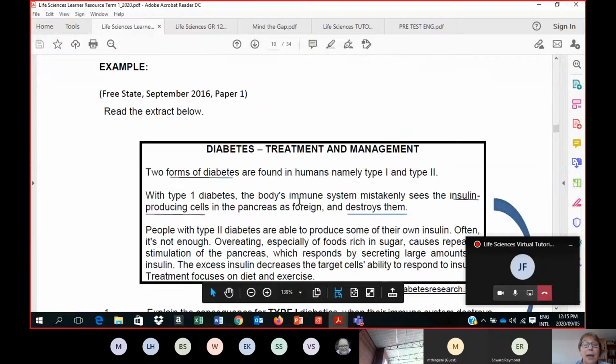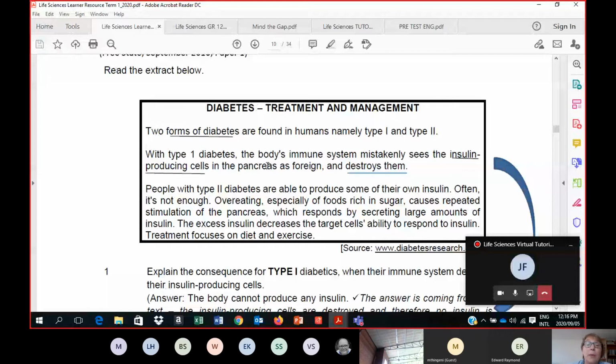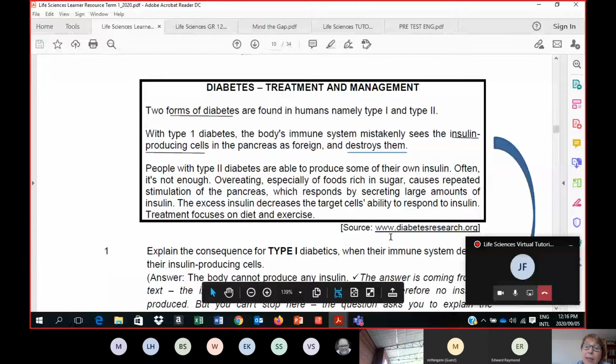All right? I don't think I'm going to do this exercise with you, but here you can see they've got a little article all about diabetes. Now, we discussed diabetes when we did the endocrine system, right? So when we spoke about insulin and glucagon, the 2 hormones that control the glucose levels in the blood. So we discussed this when we did the endocrine system, and that's quite important. And you can see this little article has come out of the source, diabetes research.